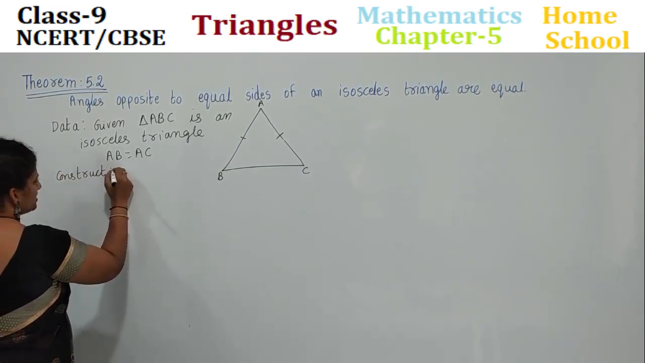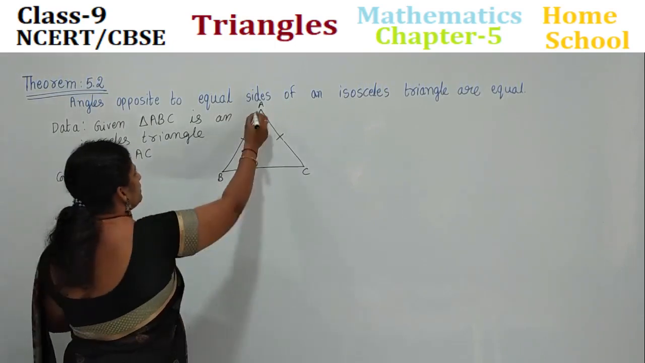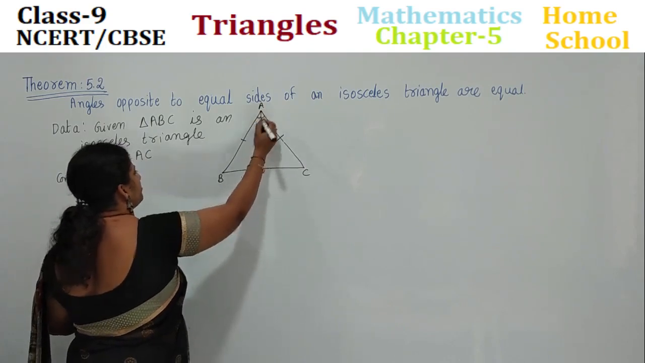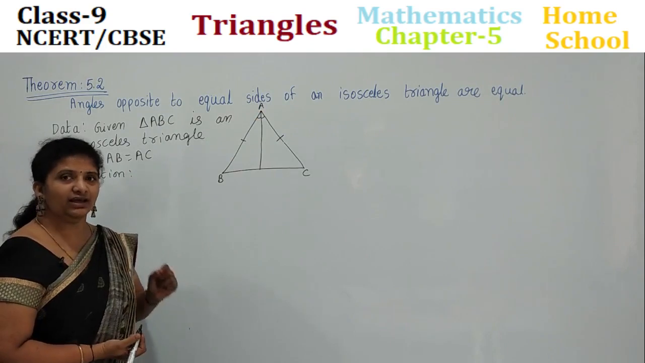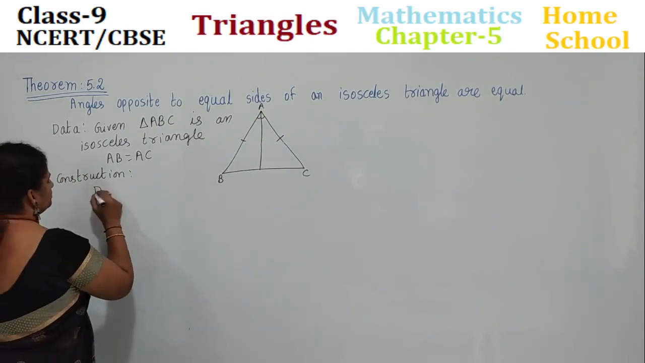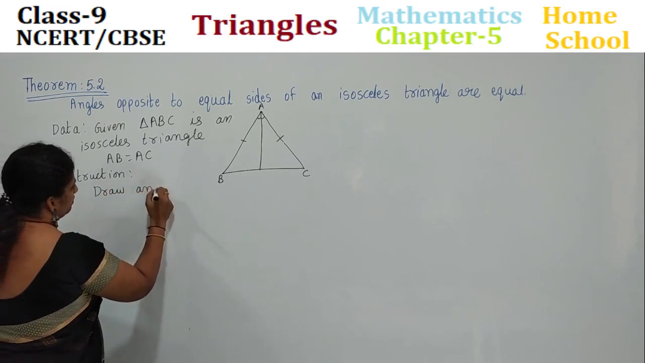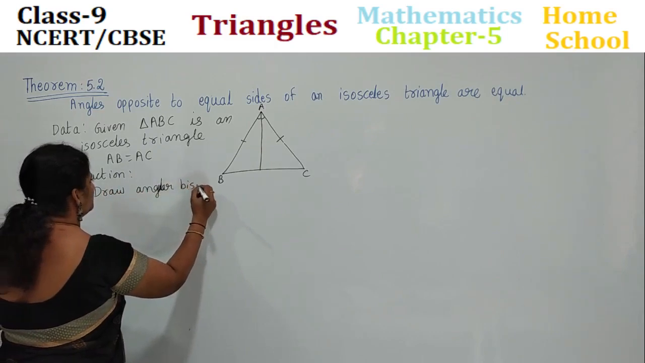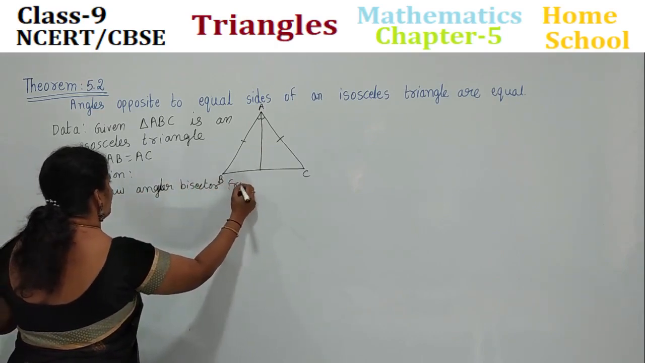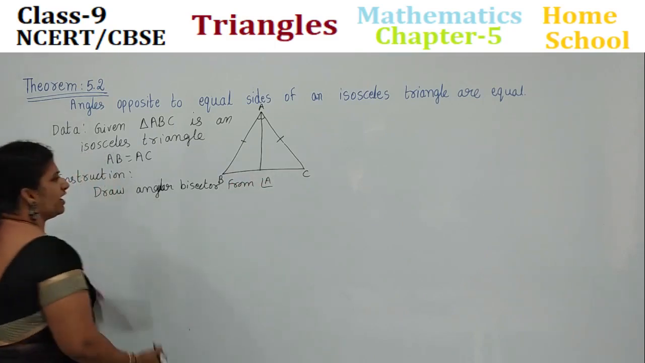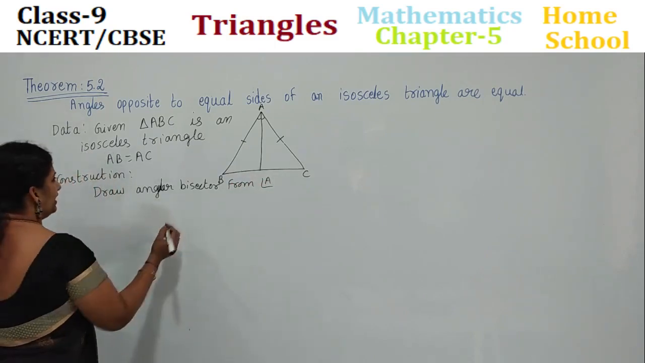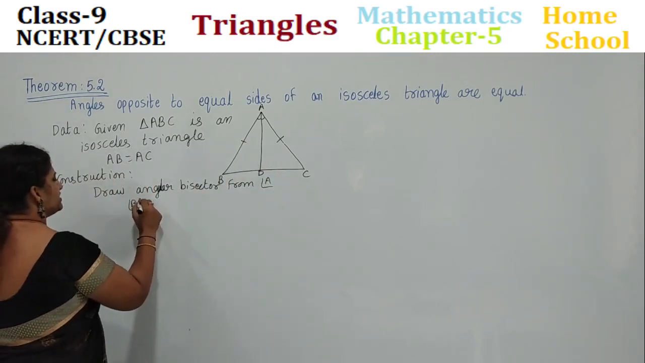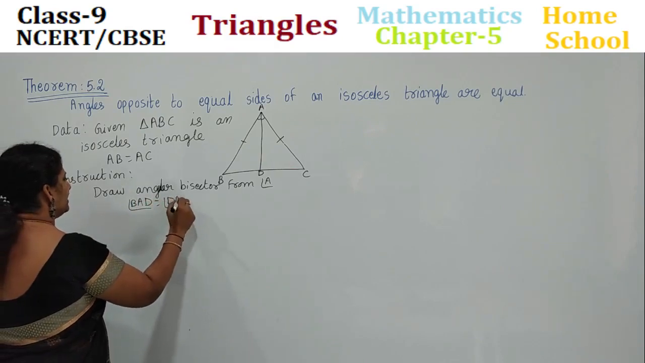I am going to draw a construction. What I am going to do here? Draw angular bisector. Angular bisector means what, children? It divides the angle equally. Draw angular bisector from angle A. It divides. What it makes, children? Angle BAD is equal to angle DAC.